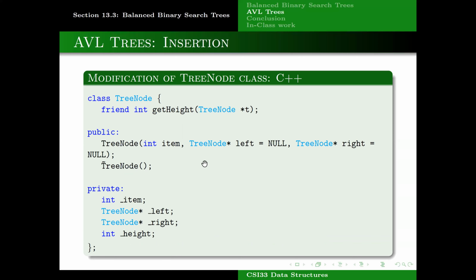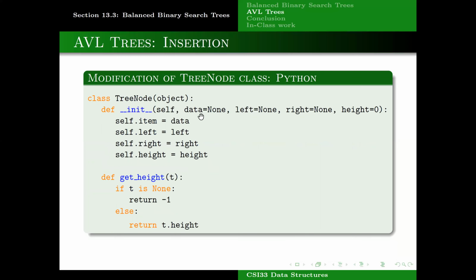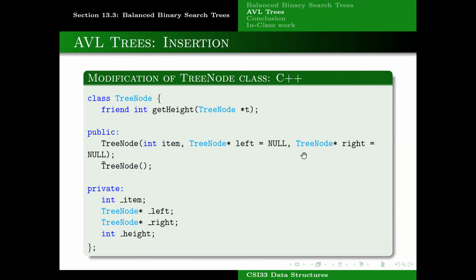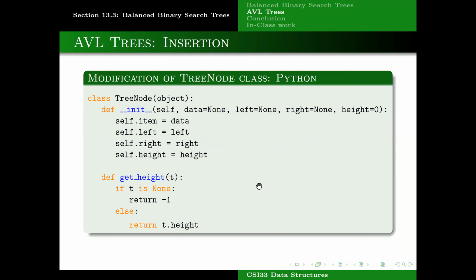However, everything is similar, right? So for the constructor, we get the item, we get the references to the left subtree and right subtree, and they might be null in the beginning. And we also have the height, but you could see that we are not asking for it over here, right? So it's a little bit different from the Python. In Python, we get it here, right? And in C++, the constructor will just assign it. Height is equal to 0, okay?